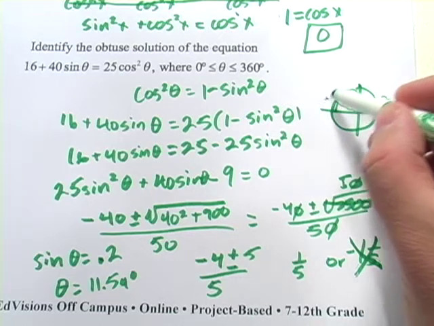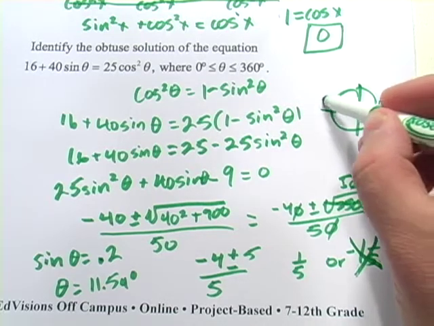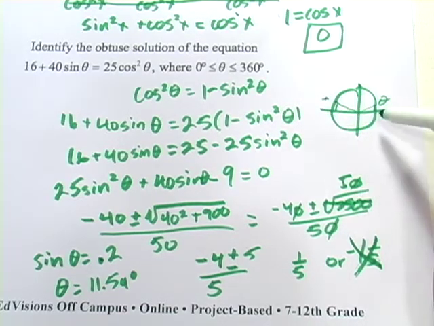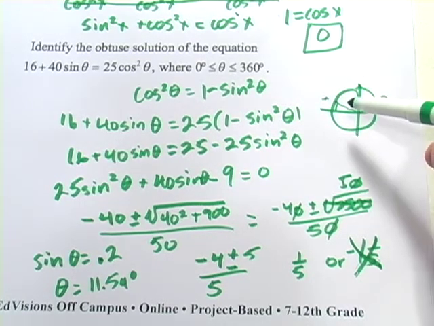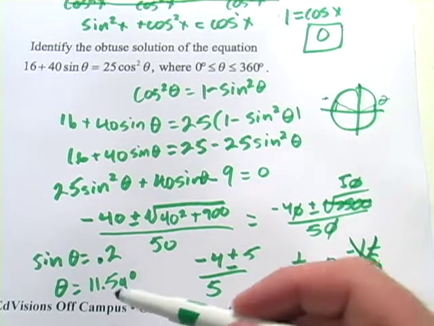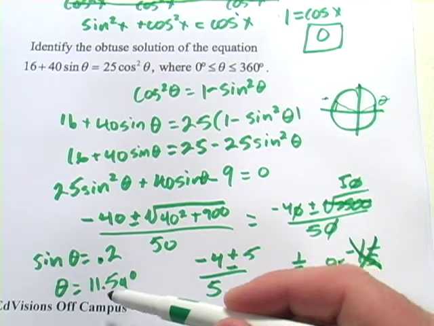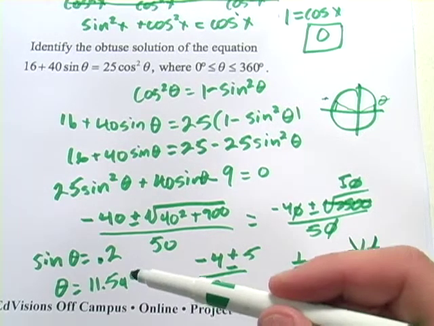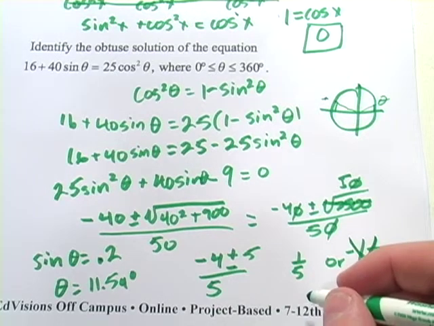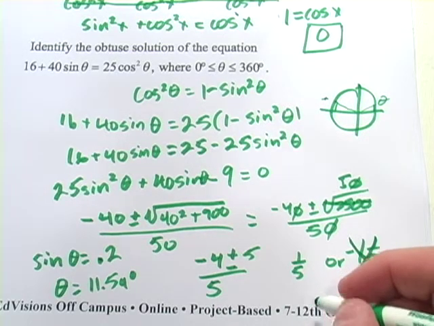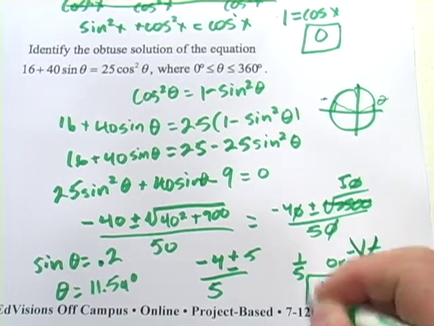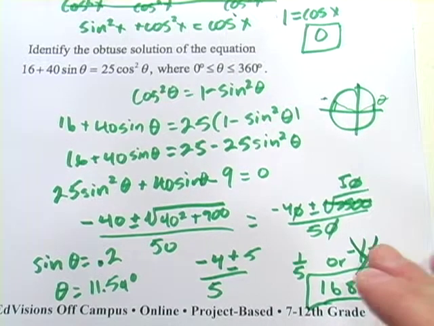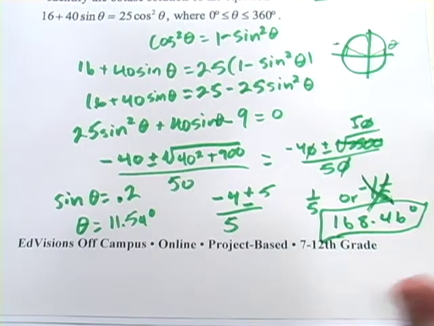So the obtuse solution is going to be the same angle over here, and to find that angle, all you have to do is subtract 11.54 from 180. So once you find the acute solution, finding the obtuse solution just means subtracting that from 180, and that would be 168.46 degrees. So that's a little bit of work with some trigonometric functions.